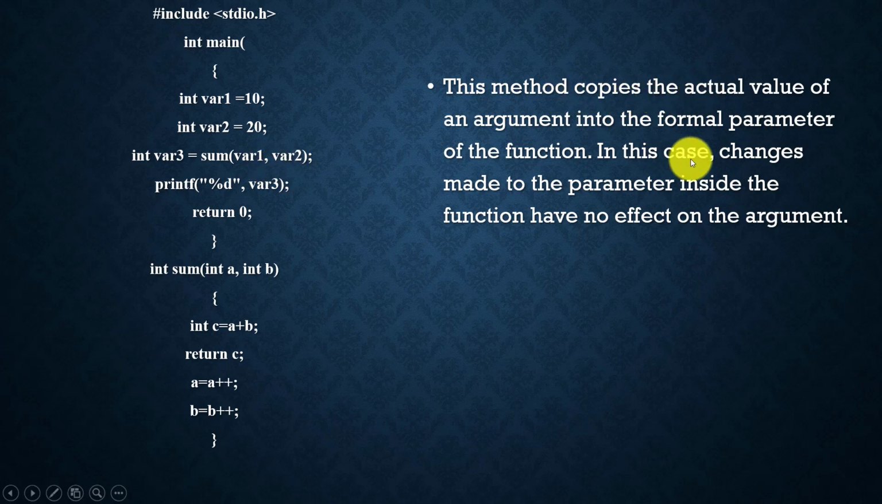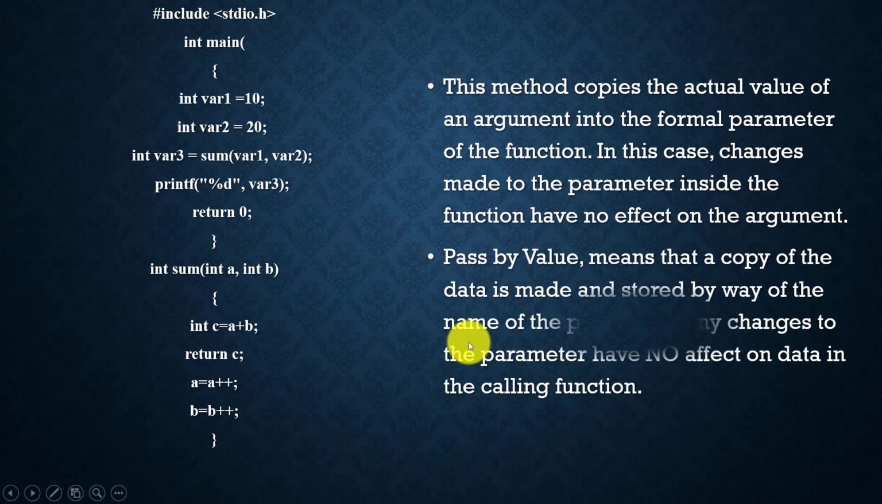This method only copies the actual value of the argument into the formal parameter. Changes made in the parameter inside the function, that is, if I increment A and B, making A 11 and B 21, have no effect on the actual parameter, and that is nothing but call by value. While we are passing a value, we are passing a copy of the data, and any change in the parameter has no effect on the calling function. This is called the calling function.